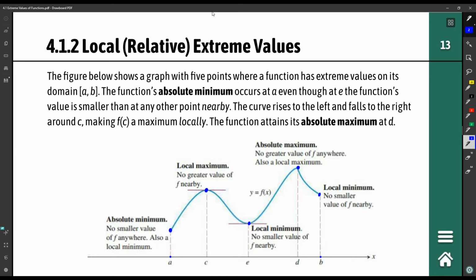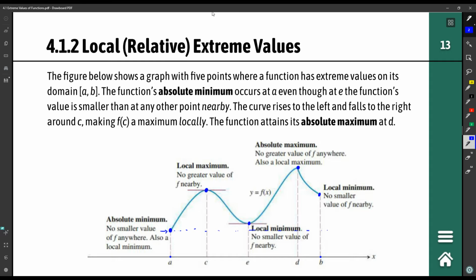This function's absolute minimum occurs at A. Remember from the first video, an absolute minimum is the smallest value of the function, and that's over here. And that makes sense. There are no other y values that are lower than or have a smaller value than the y value here. In fact, we could even draw a dotted line across and see that that is the smallest value. It occurs at A, even though at E, the function's value is smaller than at any other point nearby.